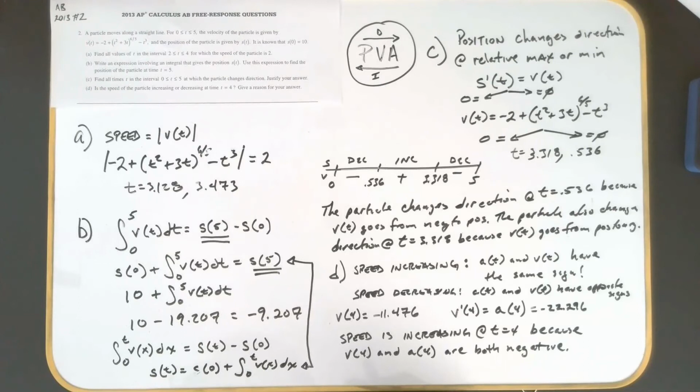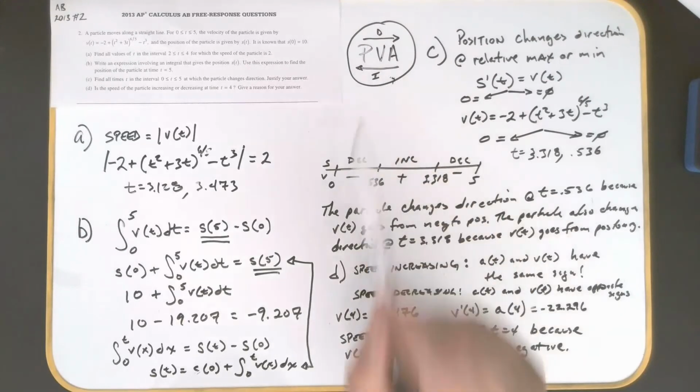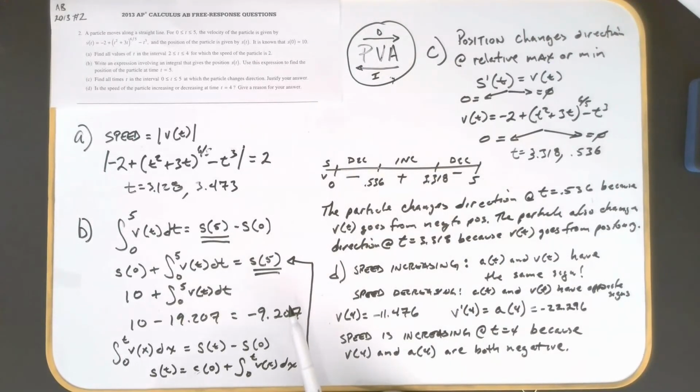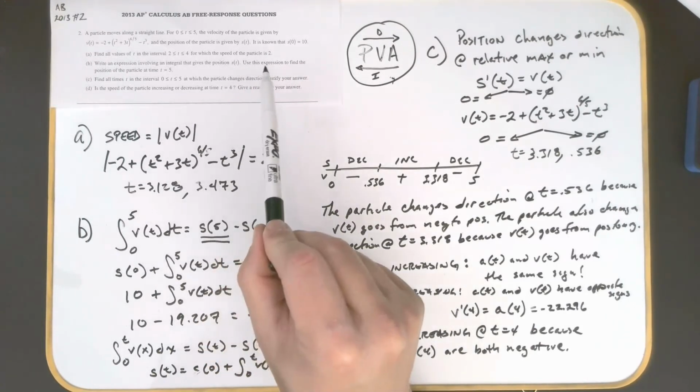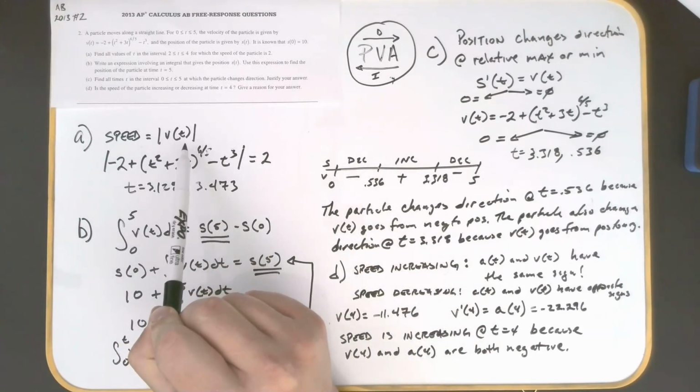A very friendly, straightforward PVA type question. And so it's all going to be focused on this little diagram right here. What do they give you? A velocity function, which is very, very common. And they ask you questions about position, questions about acceleration, and questions about speed. And so the first question was a speed question. Did you know that that's the absolute value of velocity?